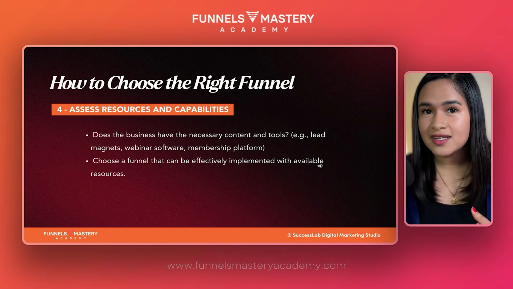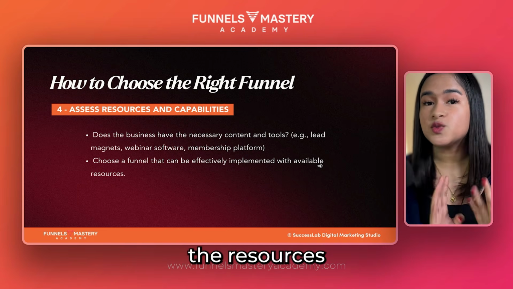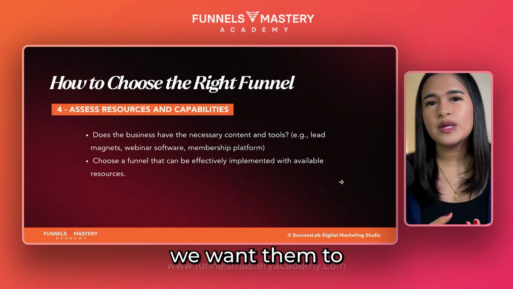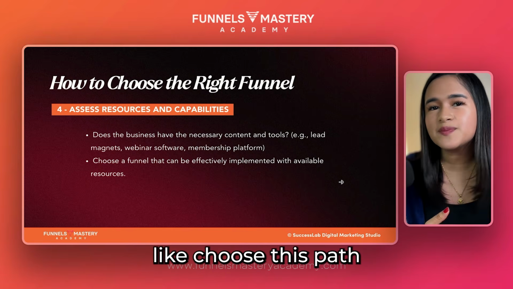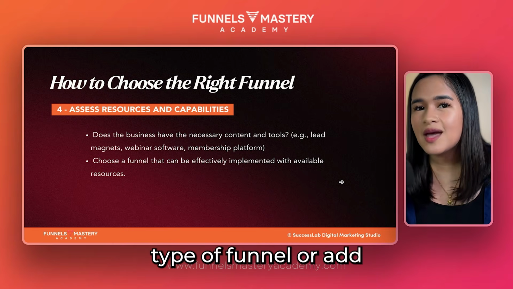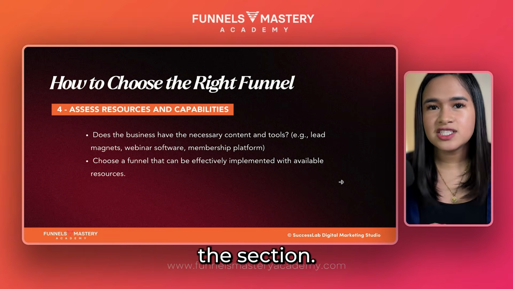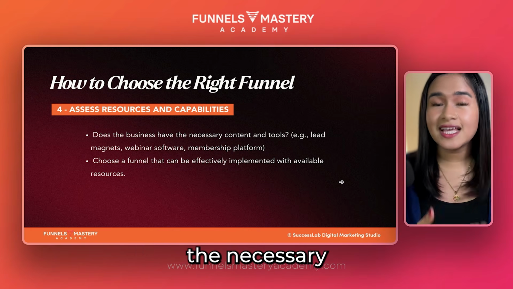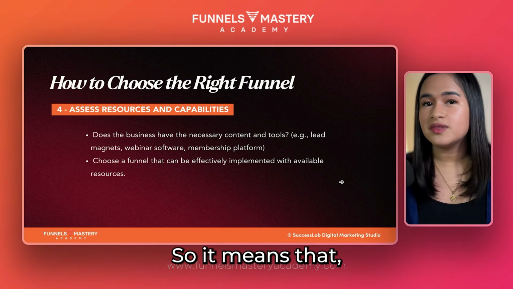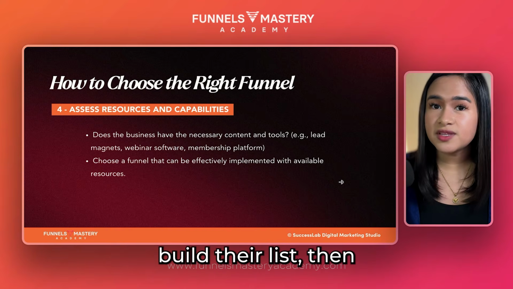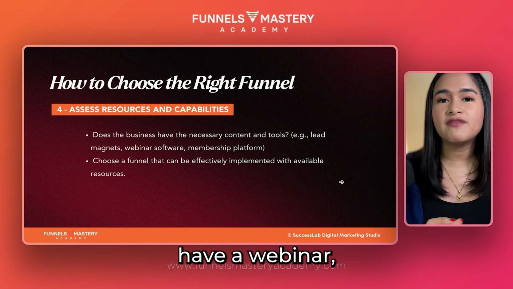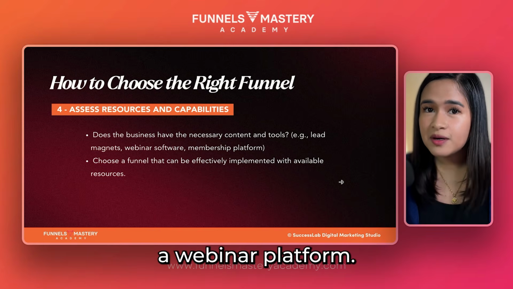Now, after that, you also need to assess the resources and capabilities. That's the fourth step. Because again, sometimes we want them to choose this path or do this type of funnel or add this section. But you have to make sure that the business has the necessary content for the funnel. So it means that, for example, if they wanted to build their list, then they would need to have a lead magnet. If they want to have a webinar, then they should have a webinar platform.